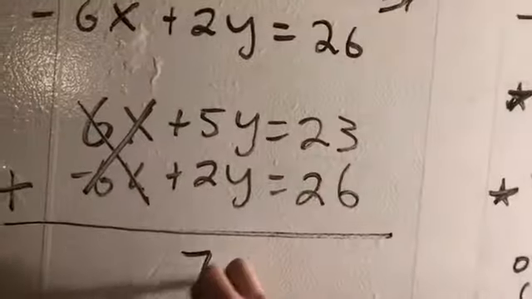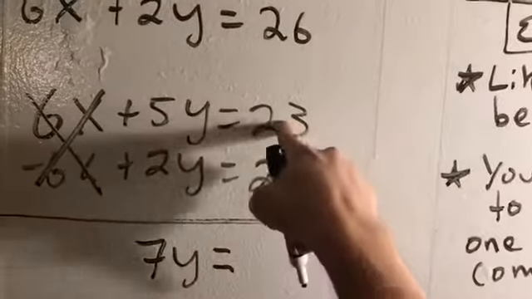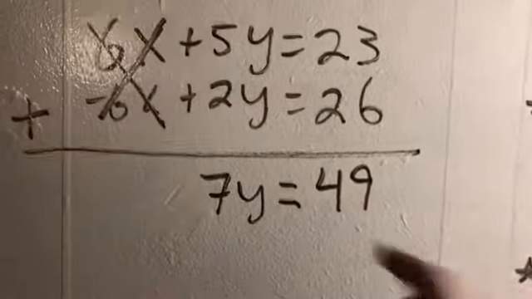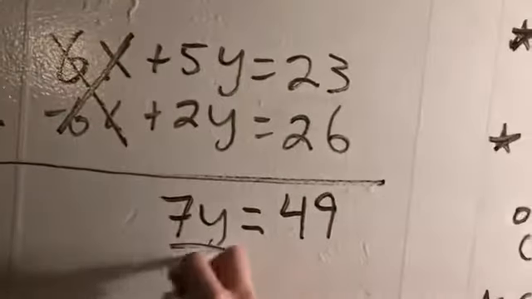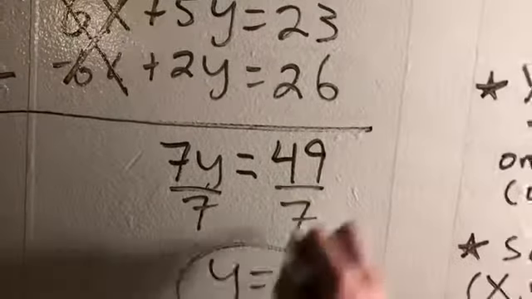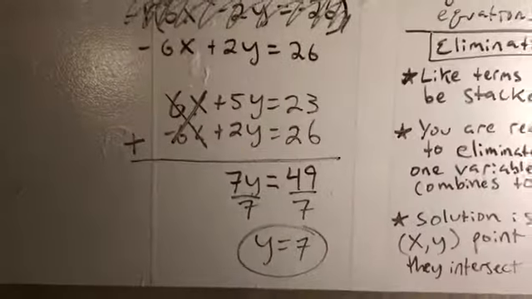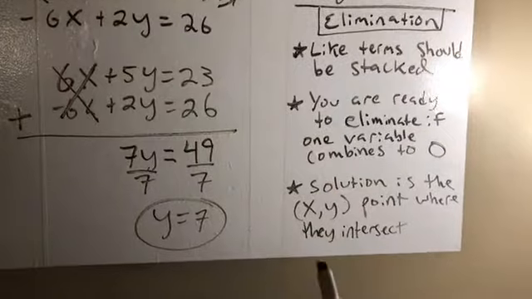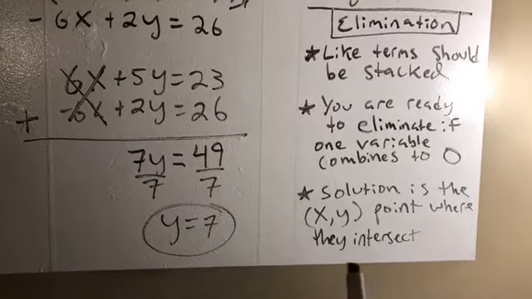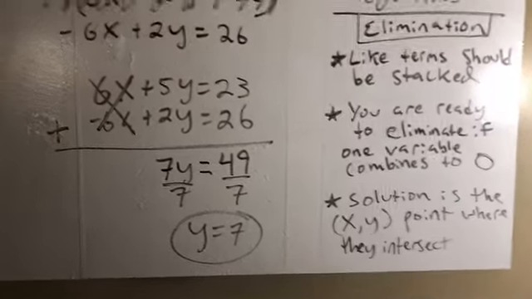5y plus 2y is 7y. 23 plus 26 is 49. 7y is multiplication, so the opposite is dividing. And we get that y is equal to 7. Now remember, a solution is the x and the y point where they intersect. So now we need to go find the x value of this problem.